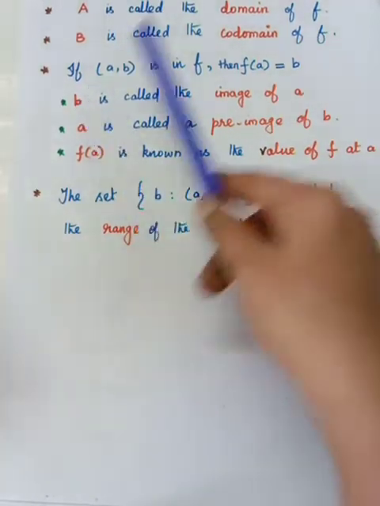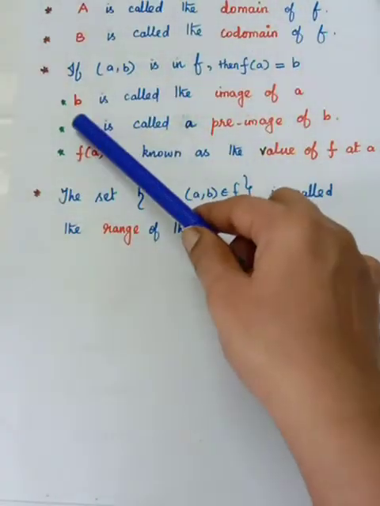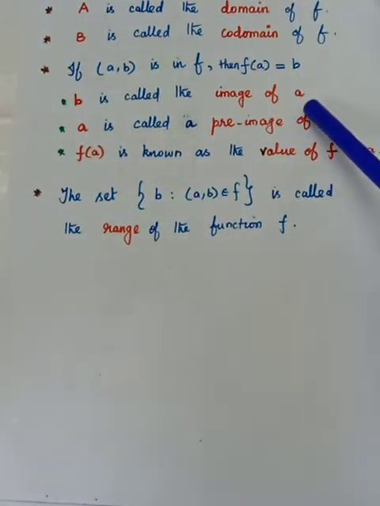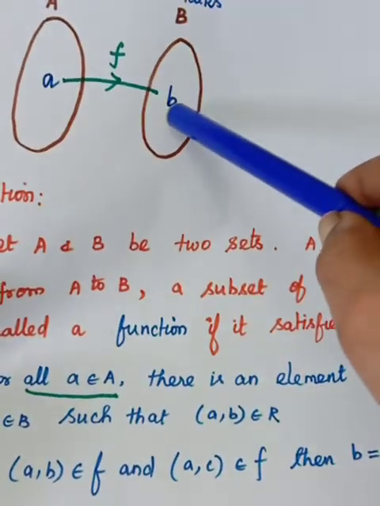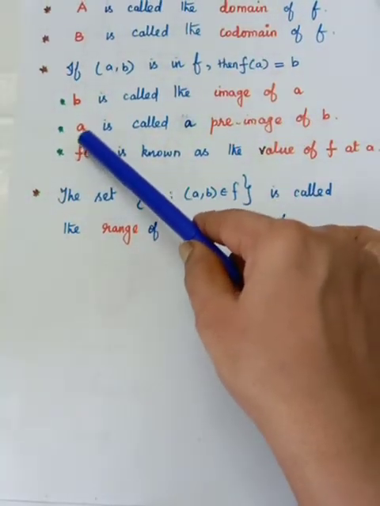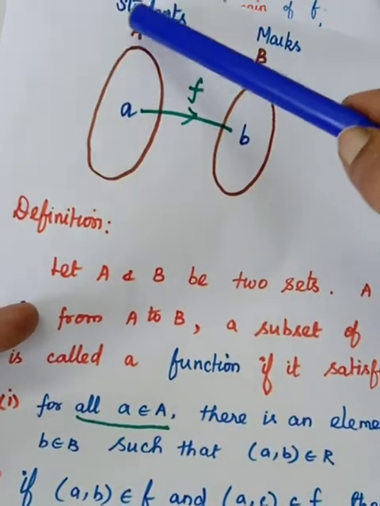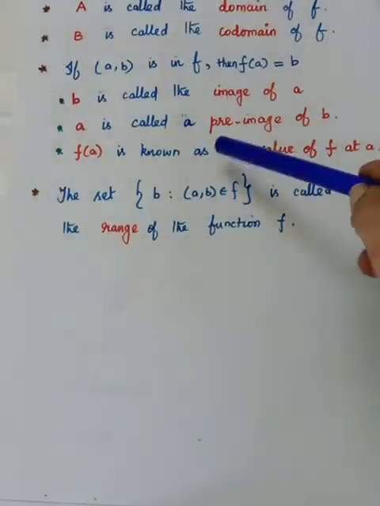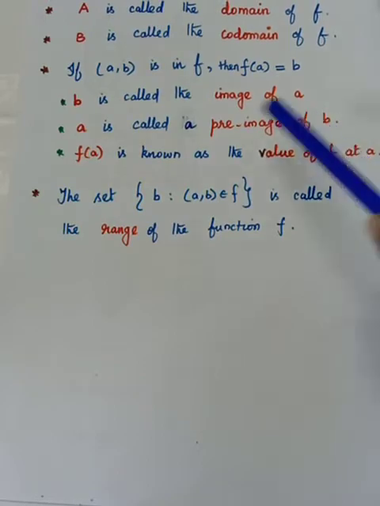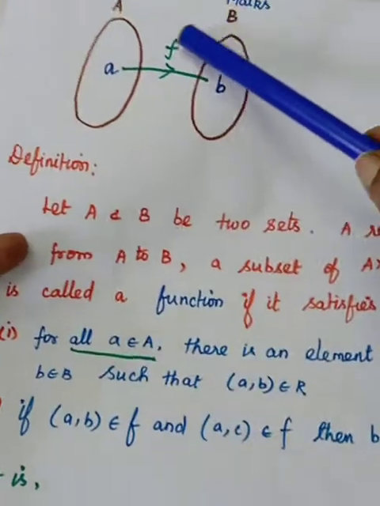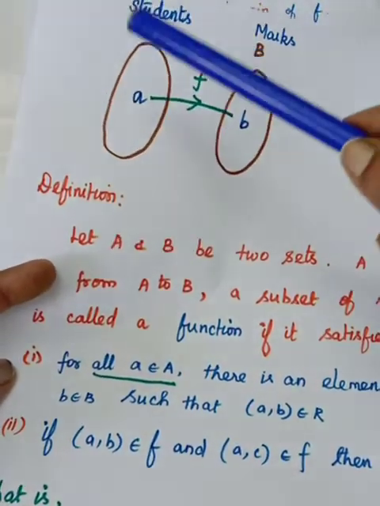Element B, where will it be? It will be in the capital B set. This B is called the image of A. And A, the element, is in the capital A set. The small a is in the capital A set. This element is called the pre-image of small b. Images will be in the codomain and the pre-images will be in the domain.